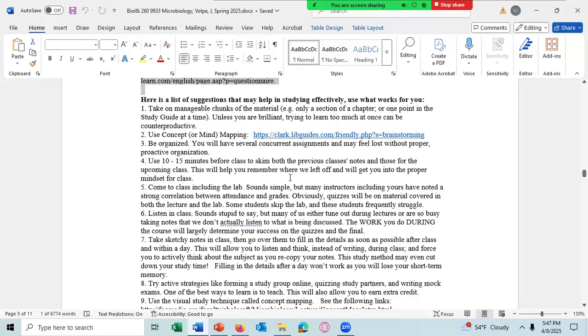Come to class, including during the lab. Sounds simple, but many instructors, including yours, have noticed a strong correlation between attendance and grades. Obviously, quizzes will be material covered in both the lecture and the lab. And I will go over the material that I think is most important. And obviously, I'll have quiz questions on the material that I think is most important. So come to class.